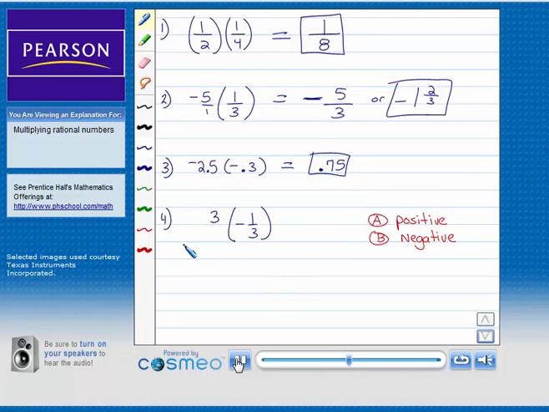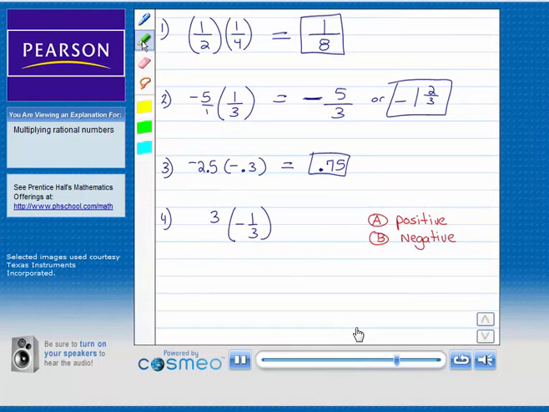I want you to do number 4 on your own. You have 3 times negative 1/3. You have a positive being multiplied by a negative number. So would you get A, a positive sign, or B, a negative sign? Choose either A or B, and then hit continue when you're ready.